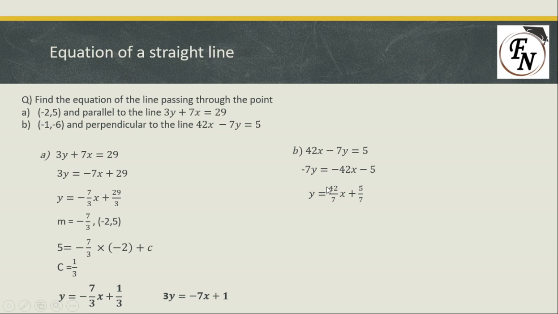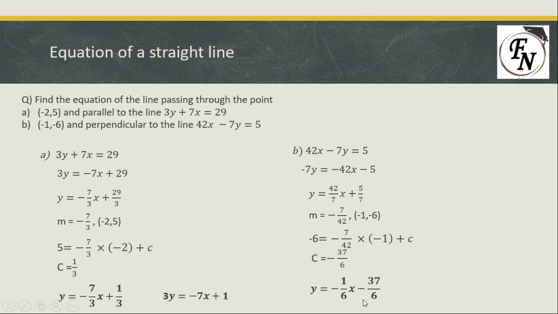I can say that if the gradient of this line is 42 over 7, then the gradient of my current line, which I need to calculate, is minus 7 over 42. So I reciprocated it, 7 would come up, 42 would come down, and I placed a minus sign here. And (minus 1, 6) were the coordinates given to me. So I will use this m and these coordinates to find c first, and then find the equation, as I have told you in the previous case.